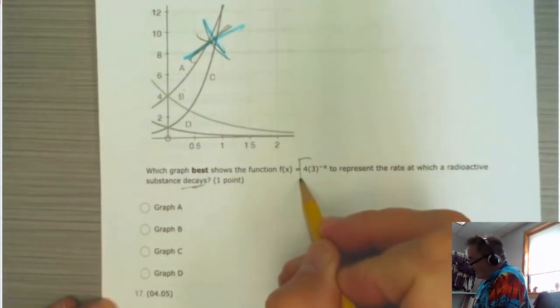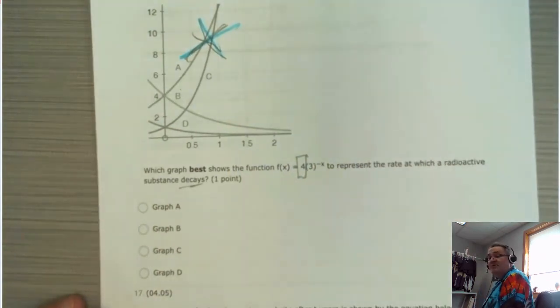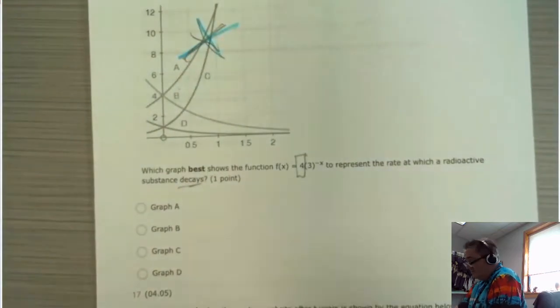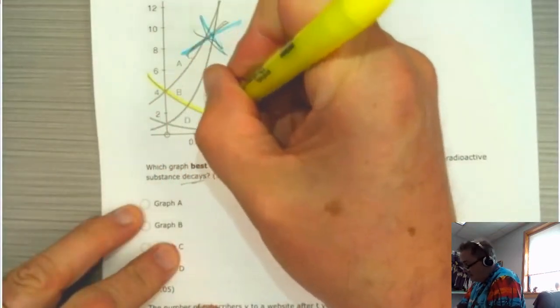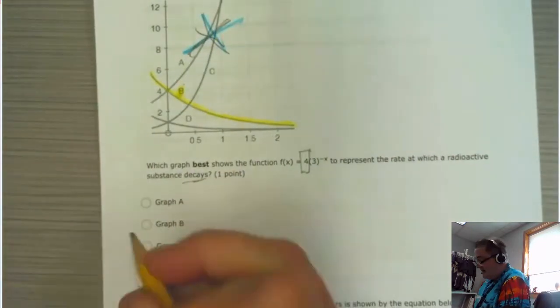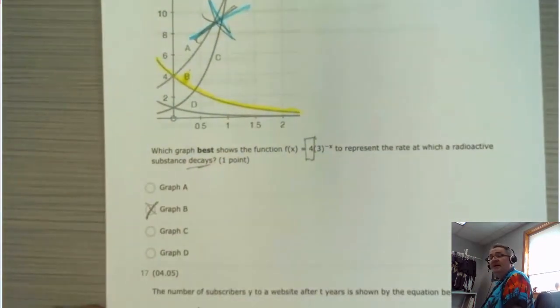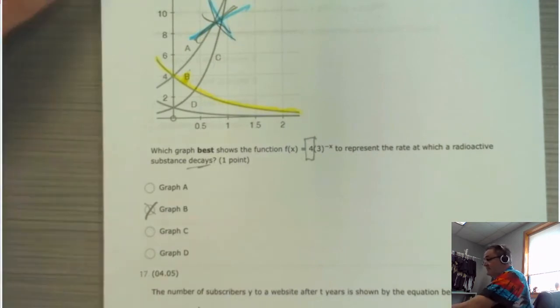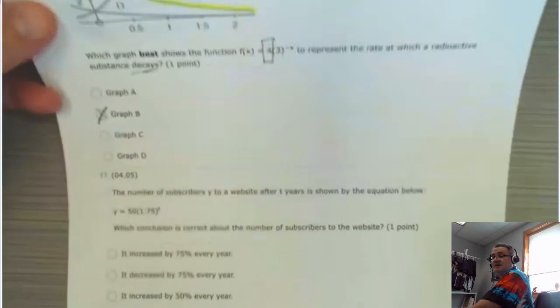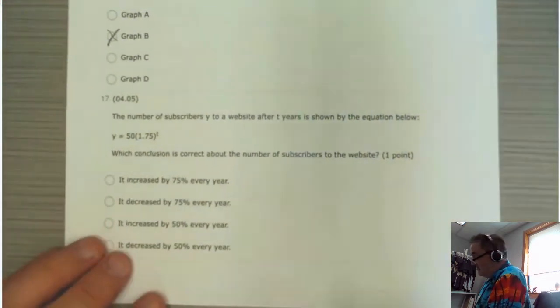Again, the easiest thing to look for first is which one has a y-intercept of 4. This one. So the answer is graph B. Graph B. Don't make these harder than they have to be. You don't have to do a lot of calculations here. Look for the y-intercept on a lot of these.